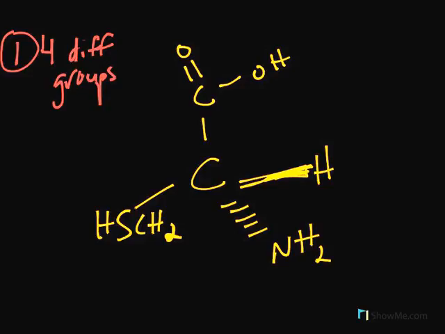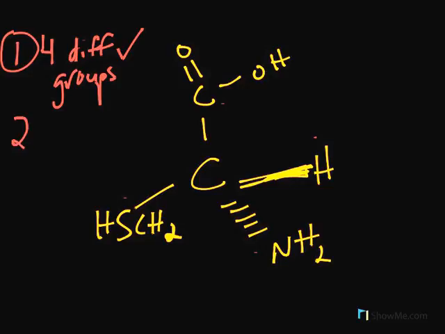So let's check. This is a hydrogen, so that's my first group. Nitrogen, NH2, second group. This sulfur atom right there, third group, and this carboxylic acid right there, that's our 4th group. So yes, we do have 4 different groups, therefore we can assign R and S. Remember, if we don't have 4 different groups, we can't do an R and S designation.